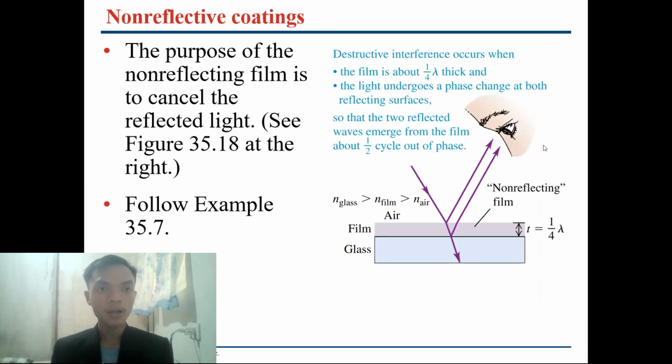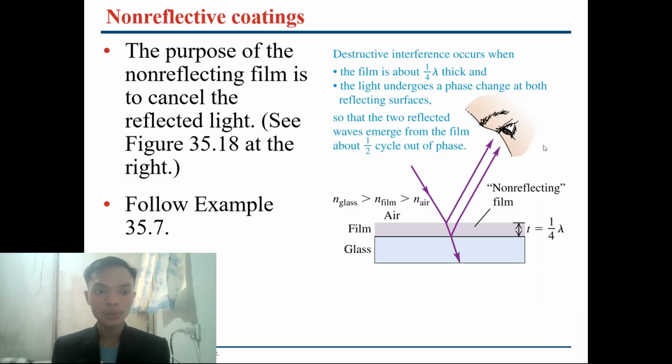Now let's delve into the non-reflective coatings. The purpose of the non-reflective film is to cancel the reflected light, as shown in figure 35.18 at the right. So follow example 35.7.